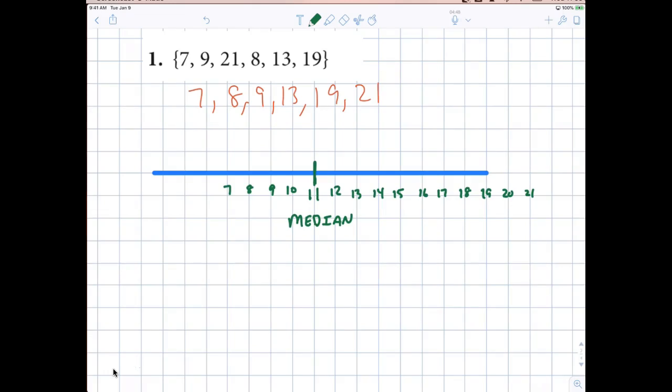Because there really is no number in the middle. So what do we do with the 13 and the 9? We average them. You did 13 plus 9 and then divided by 2. Is everybody good? Come on now. Got to be listening to me. All right. It's really simple. Really, really simple. You with me, Aiden?